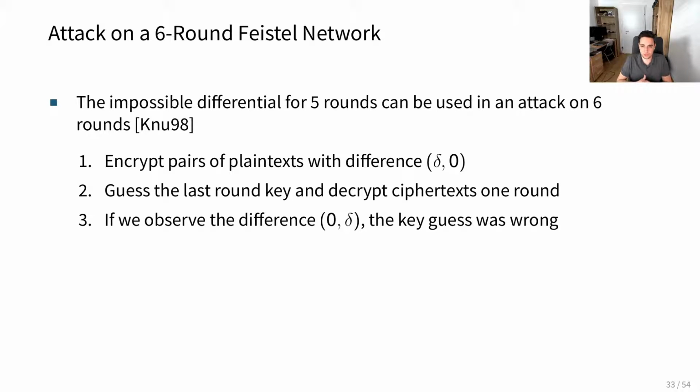We can actually also attack 6 rounds now with a key recovery attack. And the idea is essentially to encrypt pairs of texts which have exactly this input difference delta 0, then to guess the last key, decrypt the ciphertext, and if the output difference is 0 delta, then we know that the key guess was wrong, because after 5 rounds this input difference cannot lead to this output difference. So this is the approach here. Okay, are there any questions to that, to the impossible differential?